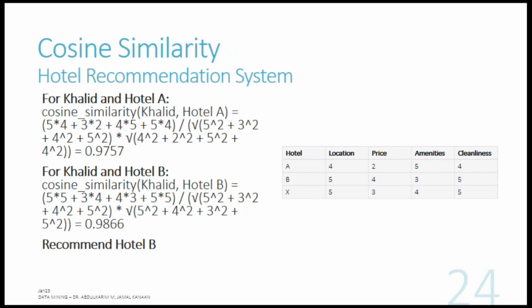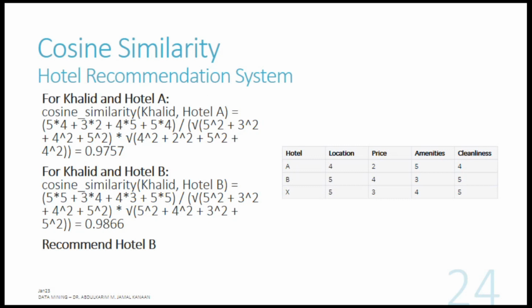So we take Khalid's rating and Hotel A. Then we start with 5 to the power of 2 plus 3 to the power of 2, then 4 to the power of 2, and so on. Then multiply by the rating for Hotel A. And then we do the calculation. We find that the similarity between Hotel X, where Khalid has stayed, and Hotel A is 97%. They are similar. And then we repeat the same steps with Khalid's record along with Hotel B. Then we find that the similarity is 98%.